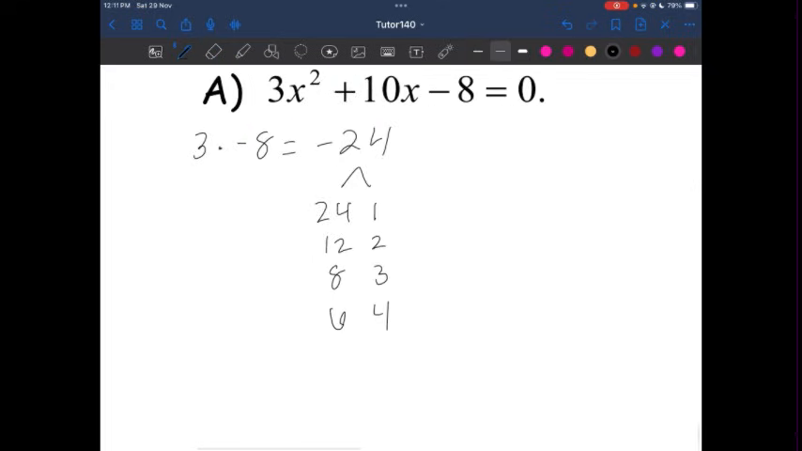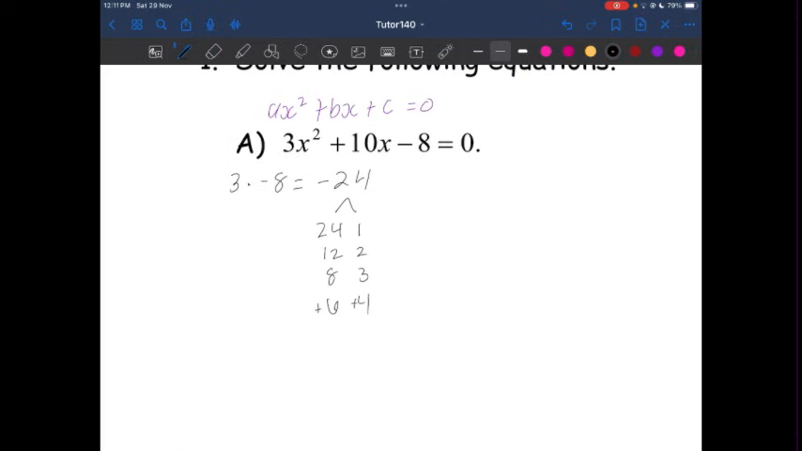So we can't use positive 6 and positive 4 because yes, they add up to 10, but when we multiply them, they give us positive 24. They don't give us negative 24. So the two factors that we would use would be positive 12 and negative 2, because when we add 12 and negative 2, that gives us positive 10, but when we multiply 12 and minus 2, that gives us negative 24.